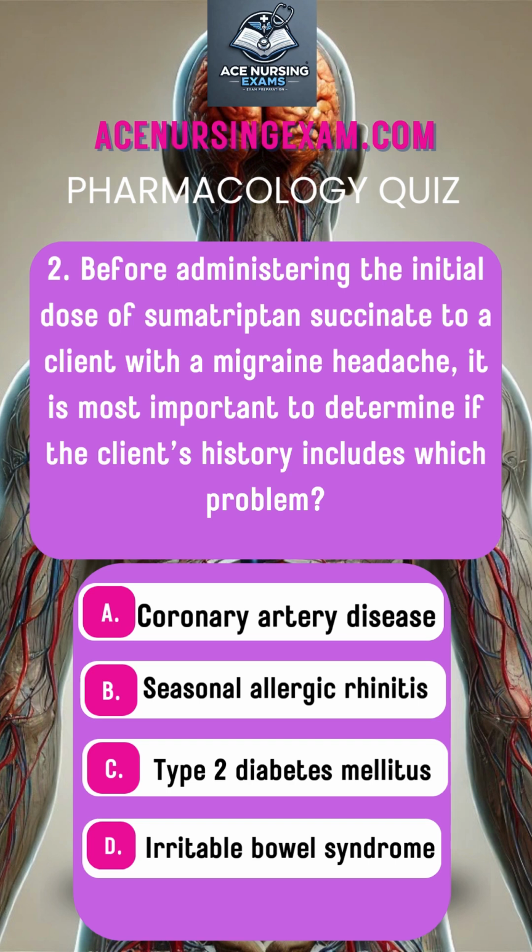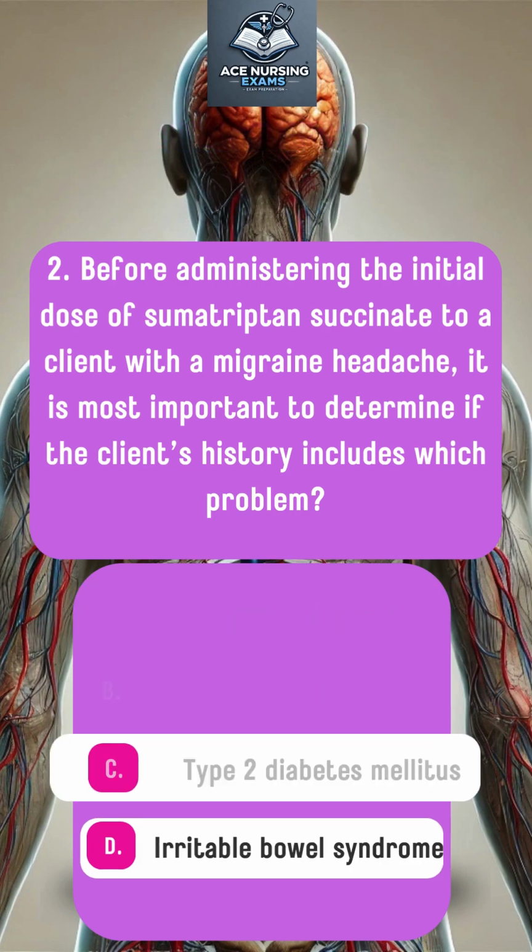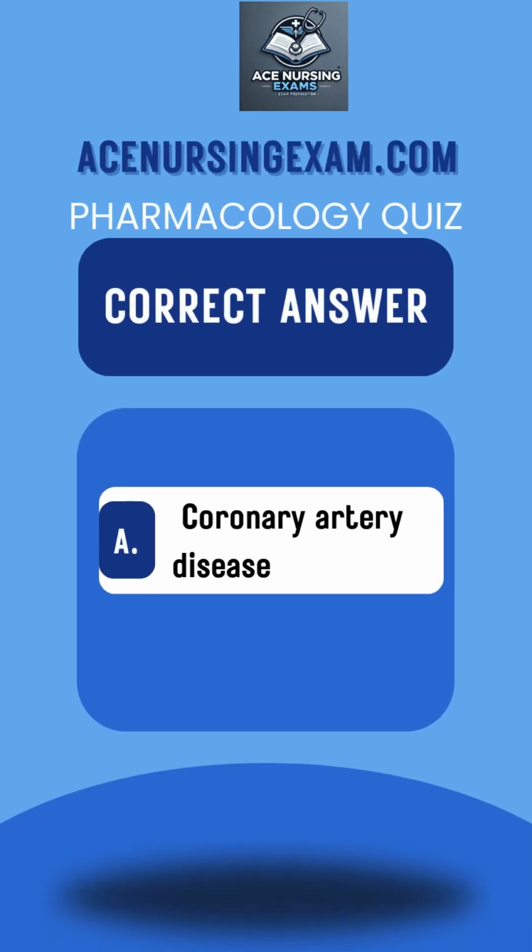2. Before administering the initial dose of sumatriptan succinate to a client with a migraine headache, it is most important to determine if the client's history includes which problem? A. Coronary artery disease. B. Seasonal allergic rhinitis. C. Type 2 diabetes mellitus. D. Irritable bowel syndrome. The correct answer is coronary artery disease.